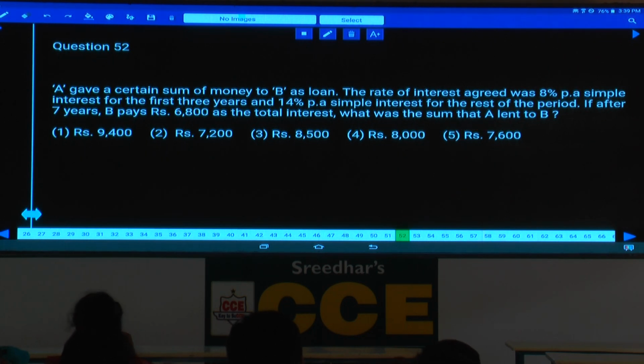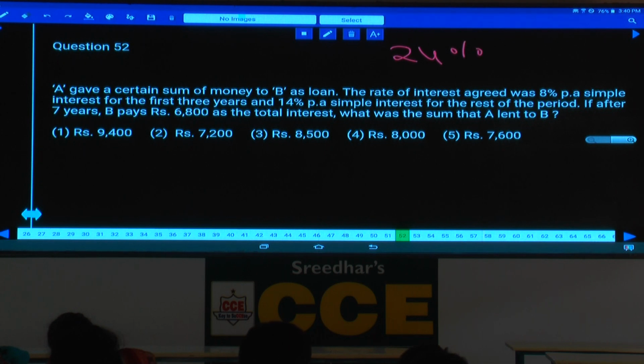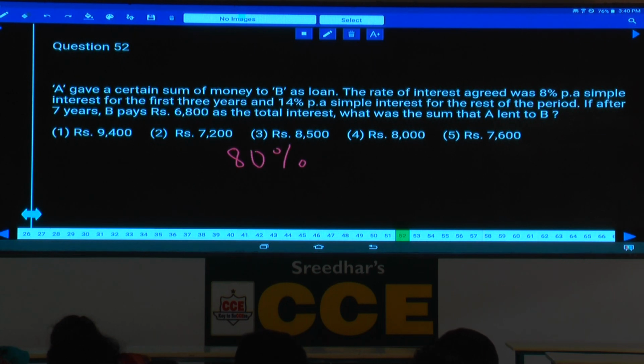A gave a certain sum of money to B as a loan. The rate of interest agreed was 8% per annum simple interest for the first 3 years and 14% simple interest for the rest of the period. After 7 years, B pays 6,800 as total interest. First 3 years at 8% is 24%. Out of 7 years, the first 3 are over, and the remaining 4 years are at 14%, which is 56%. So the total percentage is 80%. 80% is interest obtained, which is equal to 6,800.